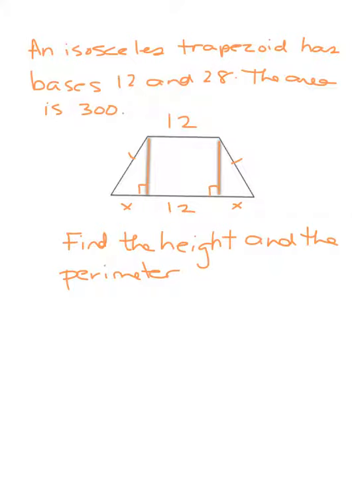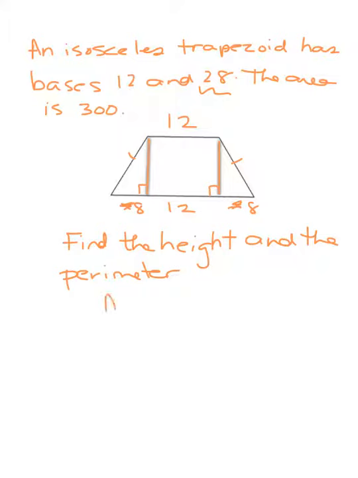And because they're the same, I know that that bottom base is going to be 28. So I take 28 minus 12, and I get 16. And then I divide it in 2. So I know each of these are going to be 8. So I'm going to actually cross off that x. That gives me 8. Same thing on this side. Now let's work with our formula.